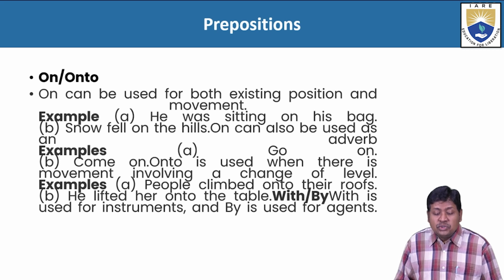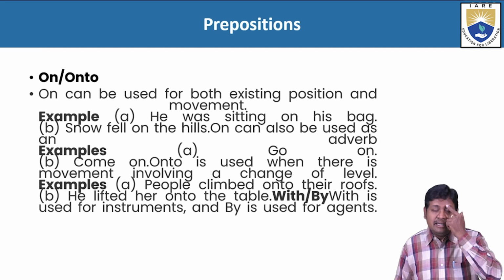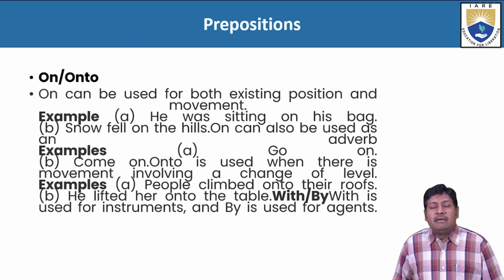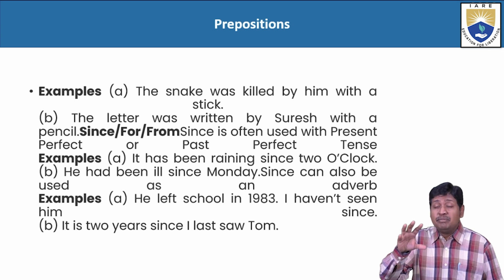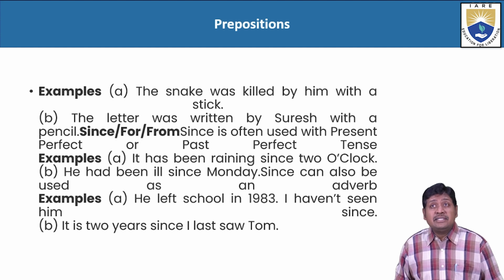With or by: with is used for instruments and by is for agents. Alright. He was writing with a beautiful pen, and by for agents. Okay. The snake was killed by him with a stick. You see, here we are using him as agent. The letter was written by Suresh with a pencil. You see, by Suresh is agent, with a pencil is instrument.